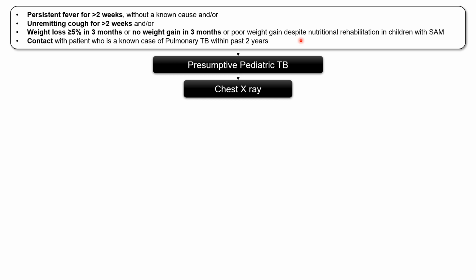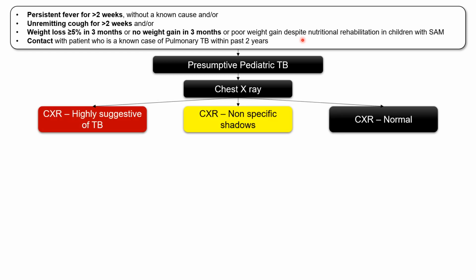So right now we'll need to do a chest x-ray. If we do chest x-ray in this child, one of three things may happen. Either the chest x-ray may be completely normal, or the chest x-ray can have some non-specific shadows, or the chest x-ray can have some findings which are very specific for tuberculosis. That means these findings are seen only in tuberculosis. So we'll discuss these scenarios one by one.